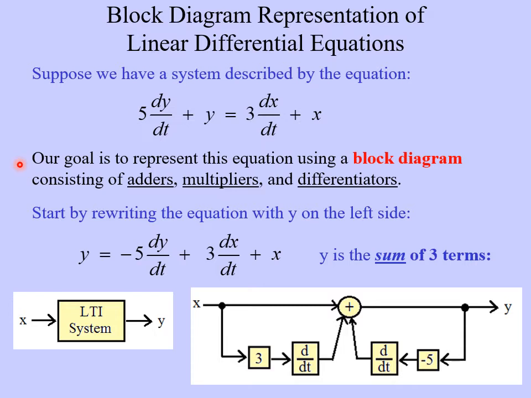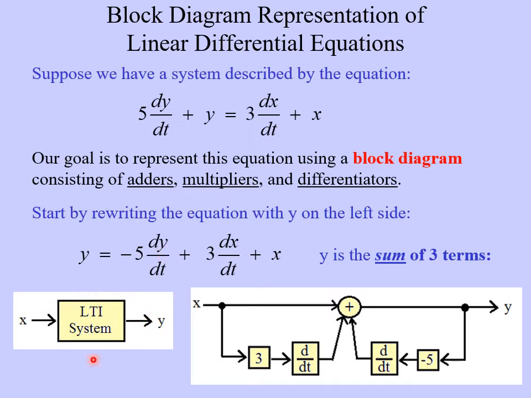Let's start by writing the equation with y on the left side. We're just going to solve it for y, which makes it a more convenient form to write the block diagram. So here's our y all by itself on the left: y is equal to minus 5 dy dt plus 3 dx dt plus x. We can see right away in this form that our output of the system, y, is equal to these three terms all added up.